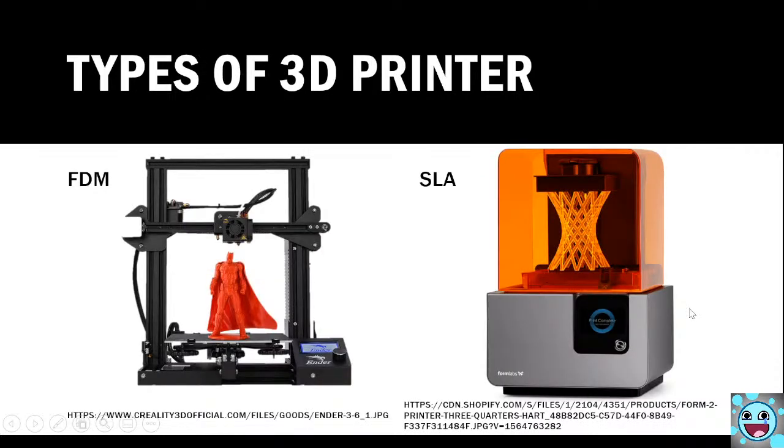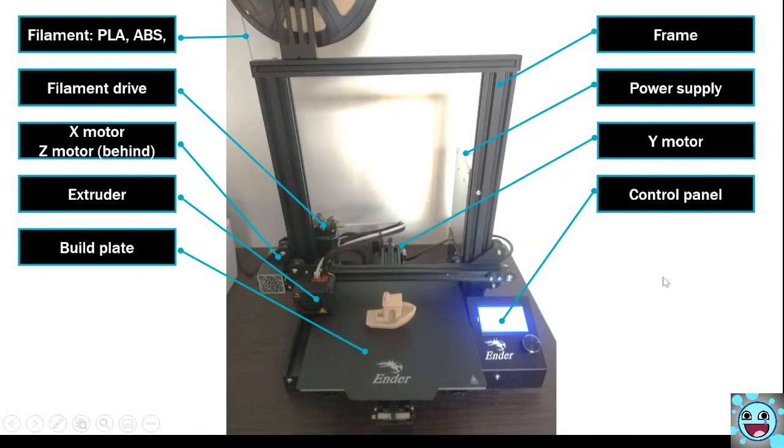And what are the types of 3D printer available in the market? There are many types. There are the FDM, the SLA, the SLS, and also some 3D printers can print metals. And there is also an inkjet 3D printer. But our focus today would be the FDM and the SLA printers. What is FDM and what is SLA? We will explore in depth.